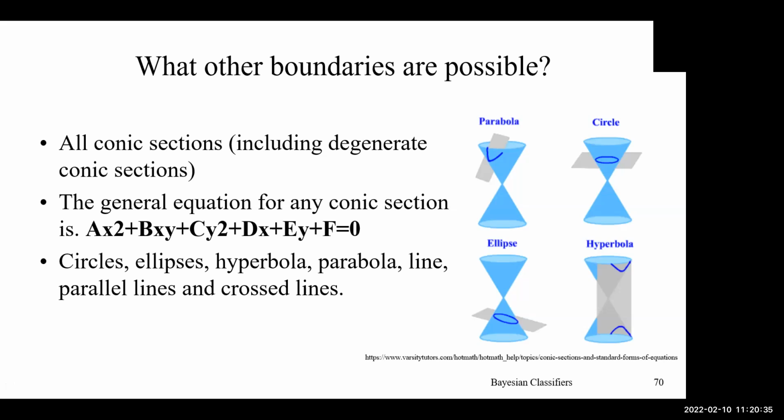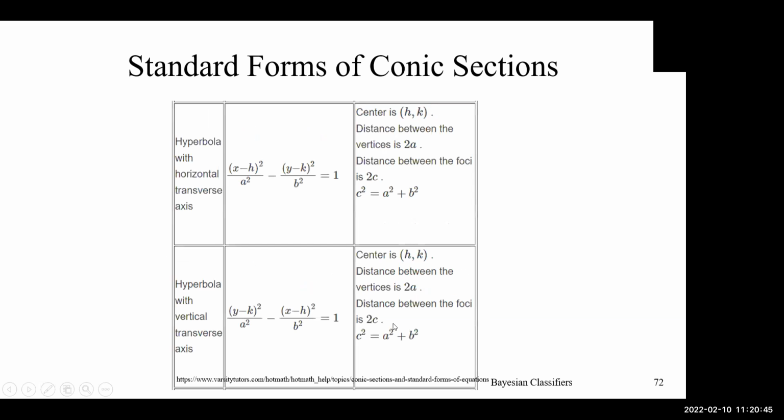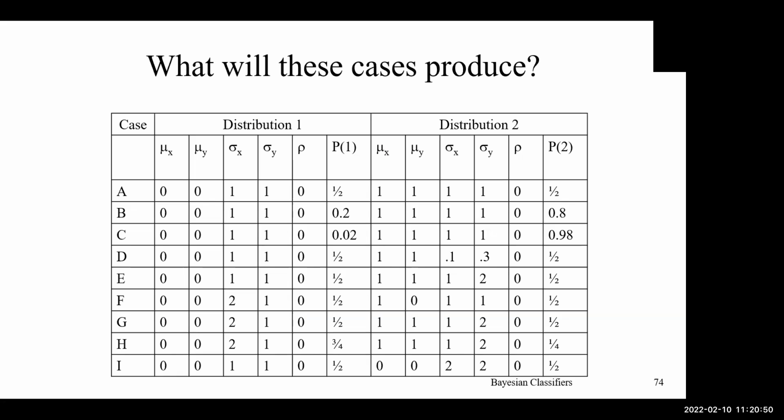So lots of different shapes are possible for our decision boundaries, because we're always going to have something with these quadratics. There's some standard forms that things tend to show in. And these are the 9 cases that you need to do. For distribution 1, red, distribution 2, blue.